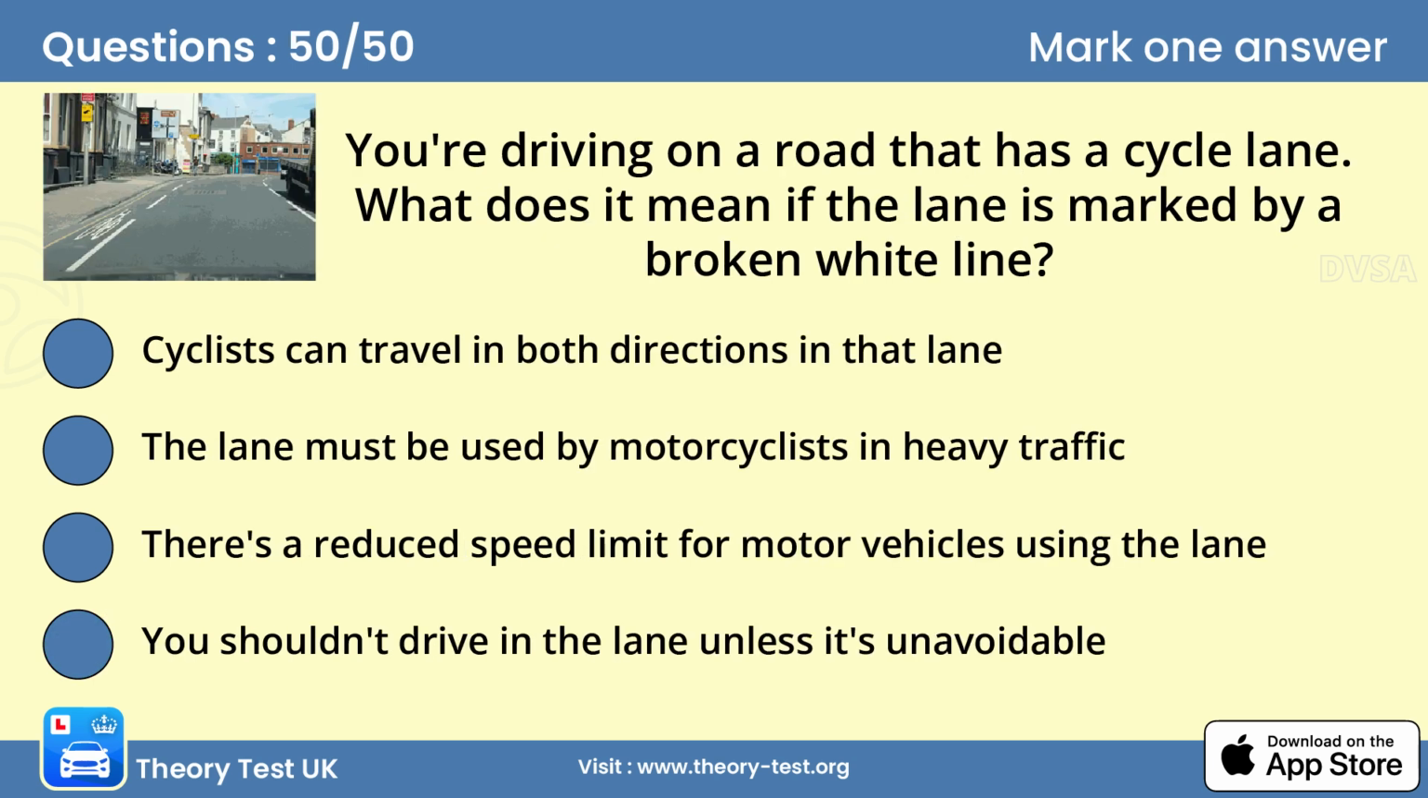Question 50. You're driving on a road that has a cycle lane. What does it mean if the lane is marked by a broken white line? D. You shouldn't drive in the lane unless it's unavoidable. Cycle lanes are marked with either a solid or a broken white line. If the line is solid, you should check the times of operation shown on the signs, and not drive or park in the lane during those times. If the line is broken, you shouldn't drive or park in the lane unless it's unavoidable.